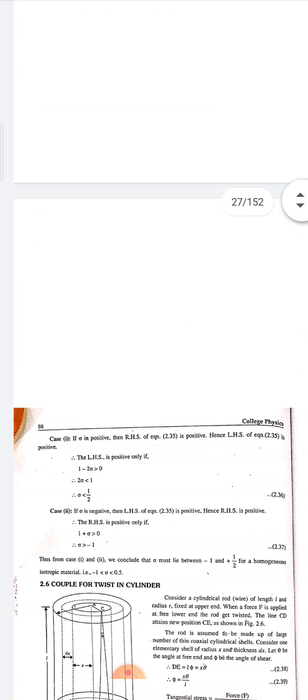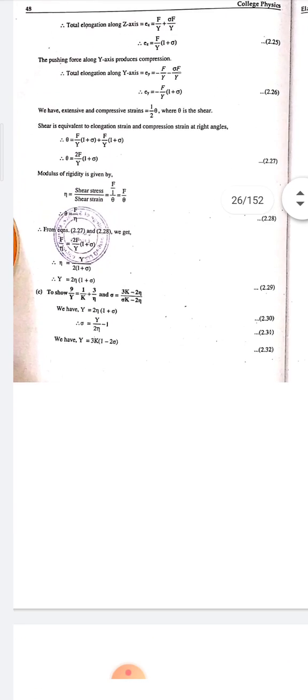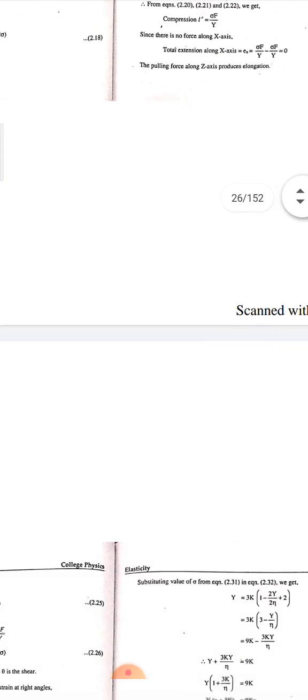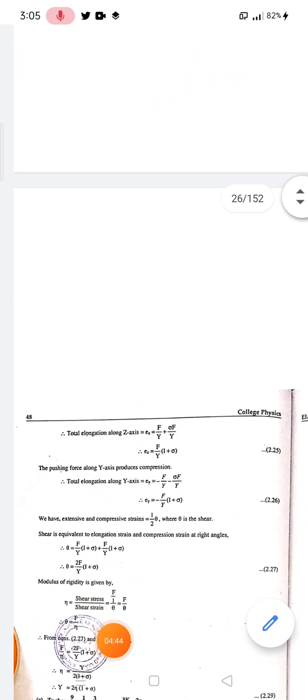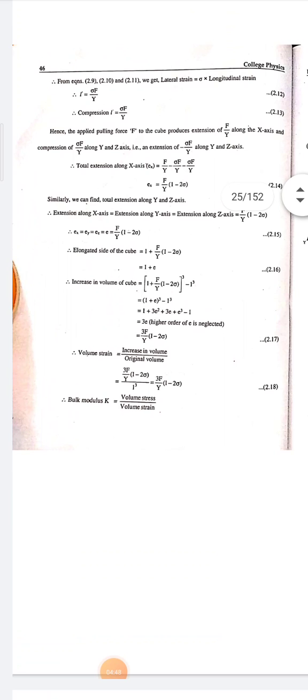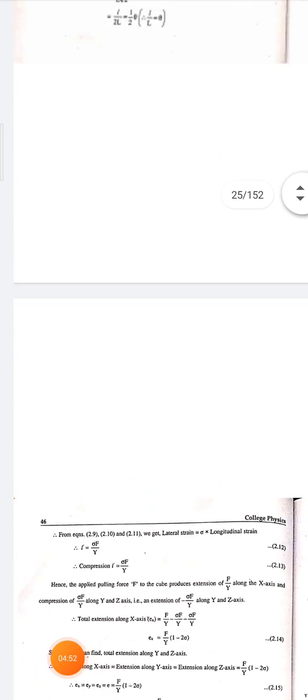You can see here sigma must lie between minus 1 and 0.5, or say plus half, for the homogeneous isotropic material, that is given over here. If you are not getting anything, you can ask me, but whatever I am saying, whatever I am highlighting, please go through this part. It is very much important.